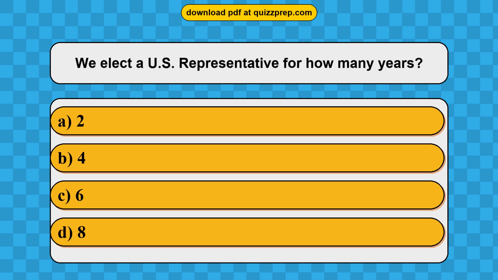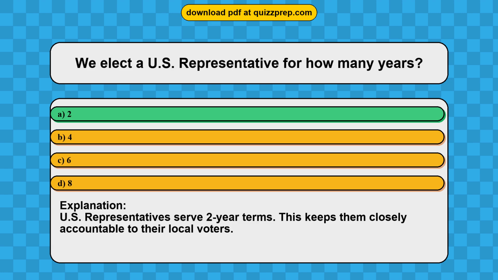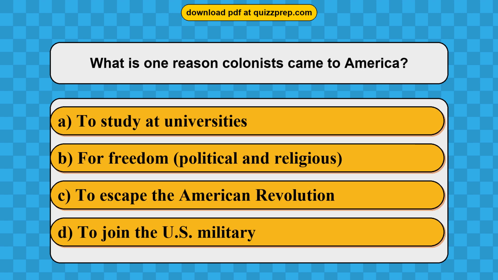Question 88. We elect a U.S. representative for how many years? Option A. 2. Option B. 4. Option C. 6. Option D. 8. The correct answer is option A, 2. U.S. representatives serve 2-year terms. This keeps them closely accountable to their local voters. Question 89. What is one reason colonists came to America?